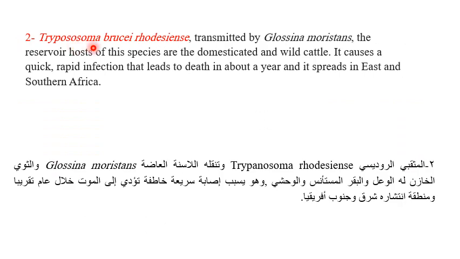Second subspecies, Trypanosoma brucei rhodesiense, is transmitted by Glossina morsitans. The reservoir hosts of this species are domesticated and wild cattle. It causes a quick, rapid infection that leads to death in about a year, and it spreads in East and Southern Africa.